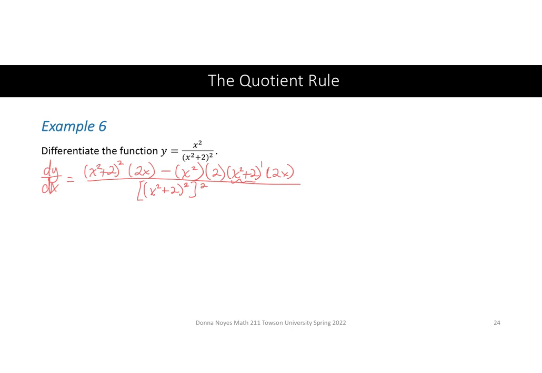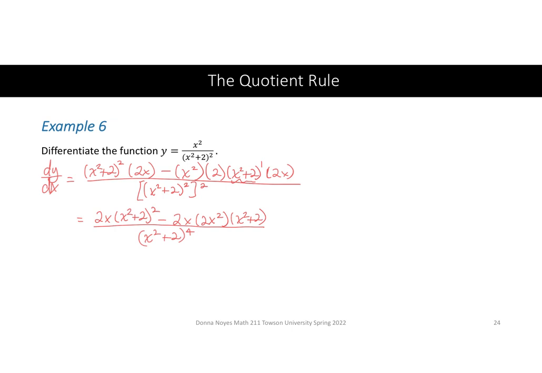Which means then, when we simplify a little bit, we end up with 2x, x squared plus 2, quantity squared, minus, we've got a 2x, a 2x squared, and an x squared plus 2. I just combined a couple of terms. I didn't combine them all yet. And then x squared plus 2 is now to the fourth on the bottom.